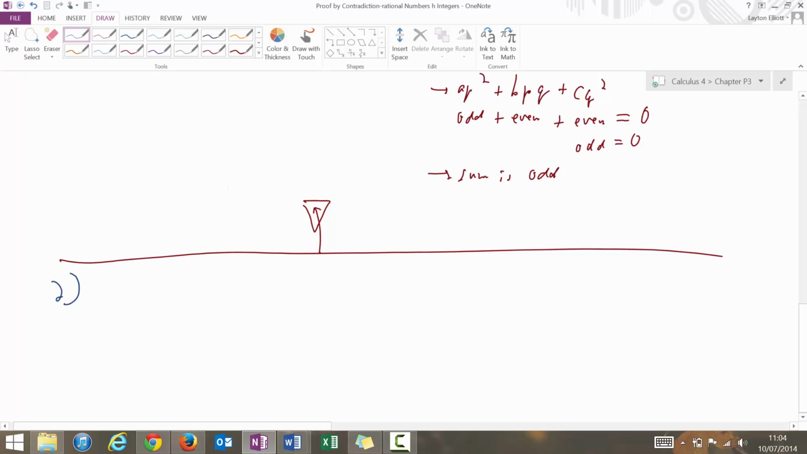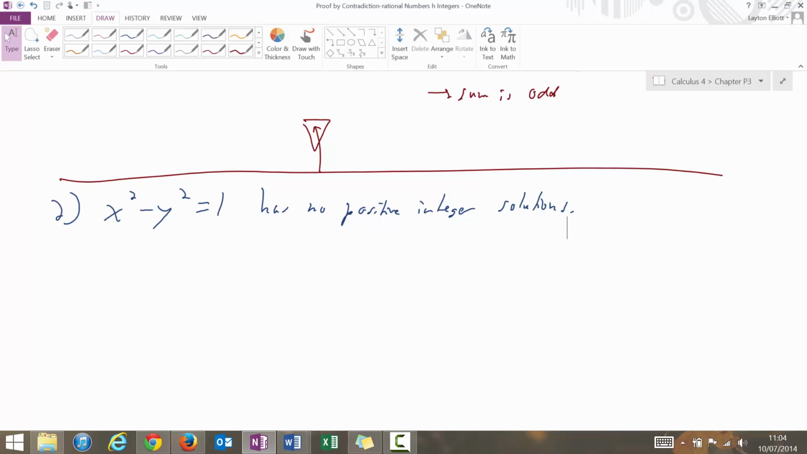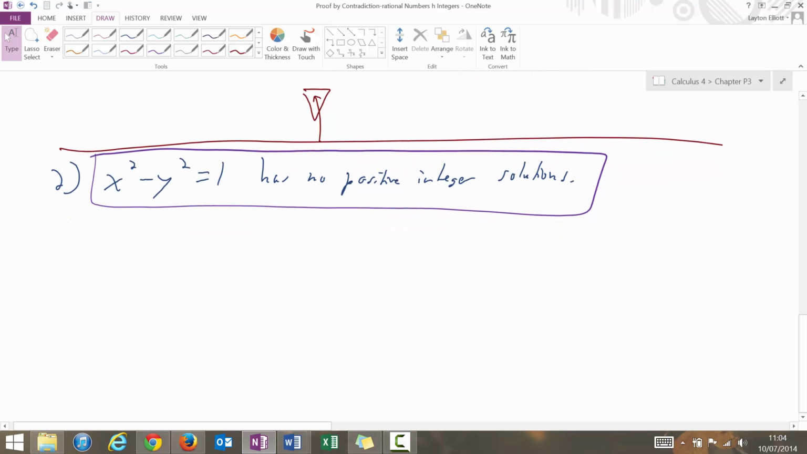Second example. X squared minus y squared equals 1 has no positive integer solutions. This is just another way of saying that the difference of squares cannot be 1. We can try to look at induction with that one if you want to. I don't think it can be proved really with induction, since we're incrementing by integers, yes, but you've got two things going on there with x and y. So let's try with contradiction.